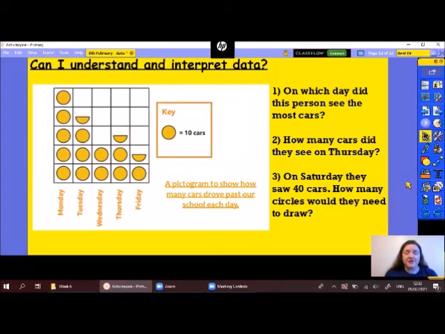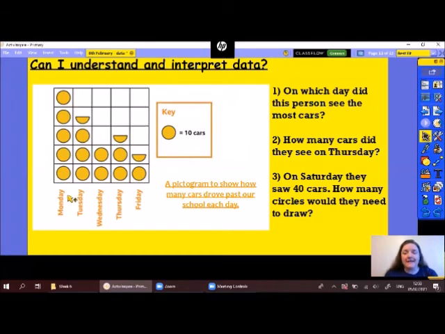Right, the first question was, on which day did this person see the most cars? So again, like on a bar chart, if we're looking for the most, it means we're looking for the biggest bar or the longest line. So if we have a look at our 5 days, the longest line is Monday. On Monday, they saw the most cars.